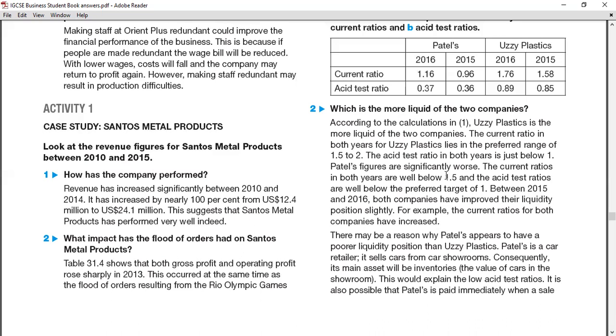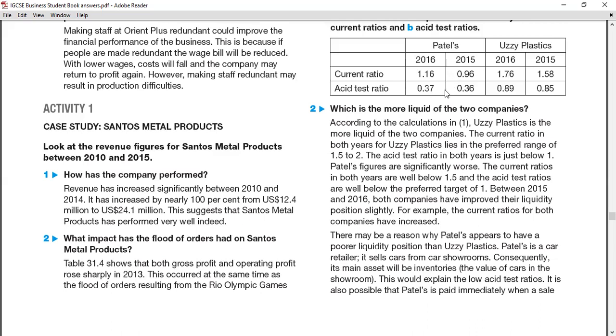That is the thing: knowledge and application, analysis and evaluation skill, your higher level skills. You can show them here. You're suggesting that Patel appears to have a poorer liquidity position than USI because Patel is a car retailer, right? It sells cars from a car showroom. Consequently, its main asset will be inventory, the value of cars. If the cars in the showroom are the main assets, this would explain the low acid test ratio, because vehicles represent the majority of the assets.